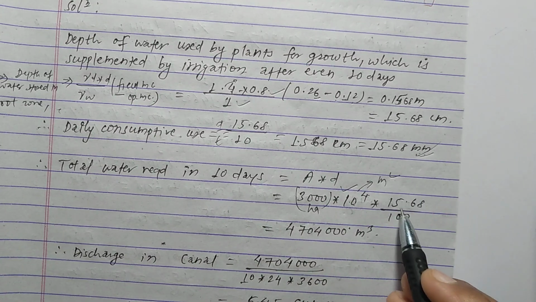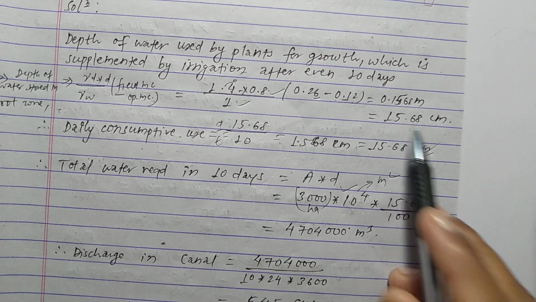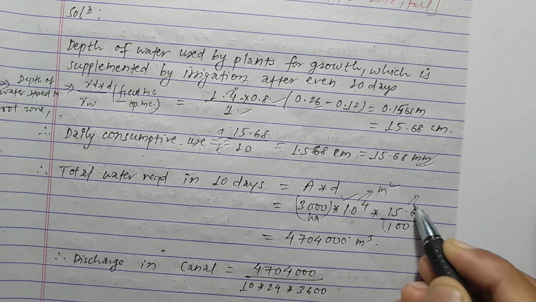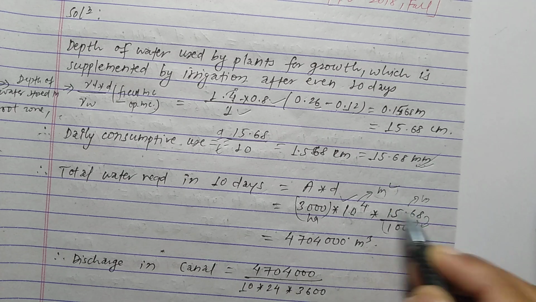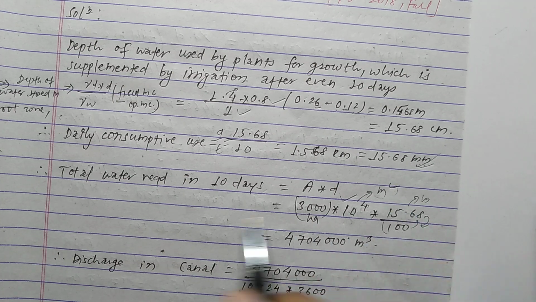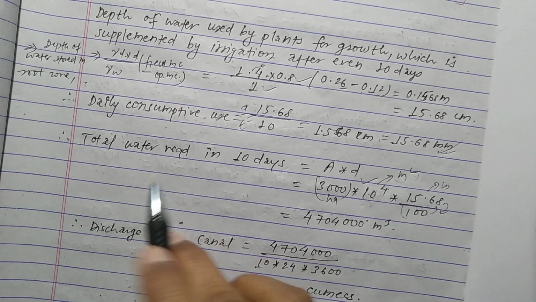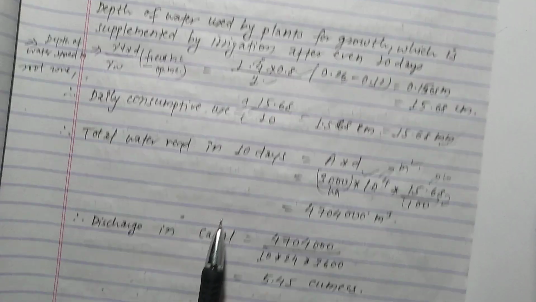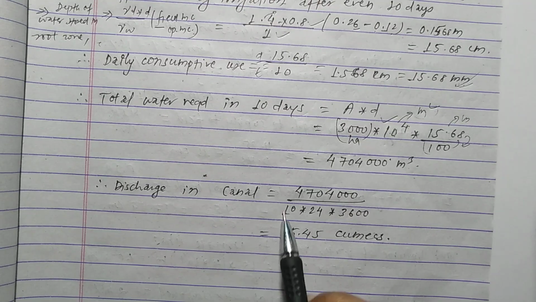square, and the depth is 15.68 in cm, so we have to divide by 100, then its value becomes meter. So these two values have the same units, then we can calculate very easily. Then total water required in 10 days becomes 4704000 meter cube. Okay, now we have to calculate the discharge in a canal.